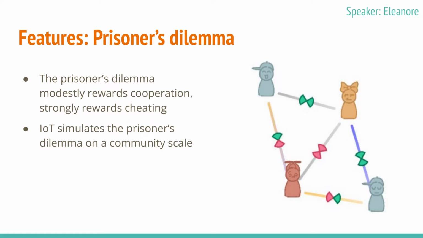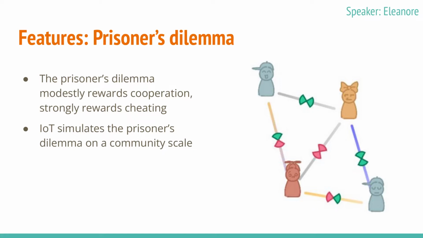If both people act altruistically, they're modestly rewarded. If both act selfishly, they get nothing. But if one person is selfish while the other is altruistic, the selfish person is strongly rewarded while the altruistic person is punished. Isle of Trust is unique because it explores this dilemma at a community scale rather than the scale of a single pair.